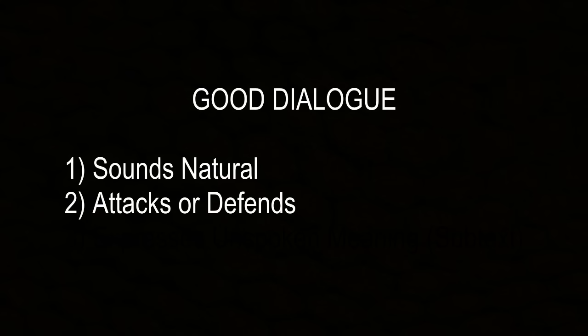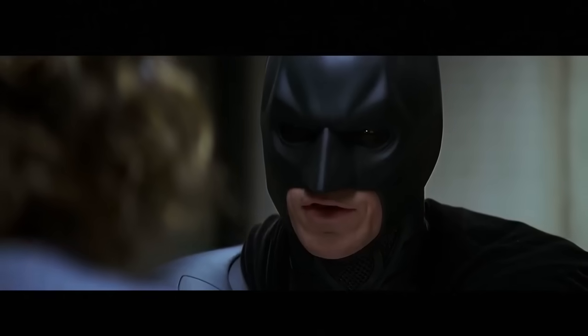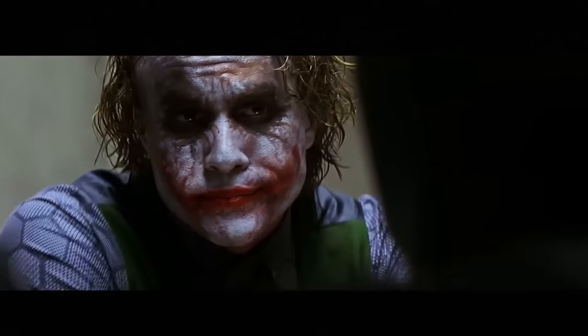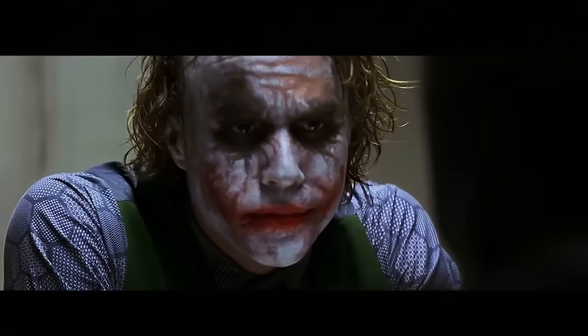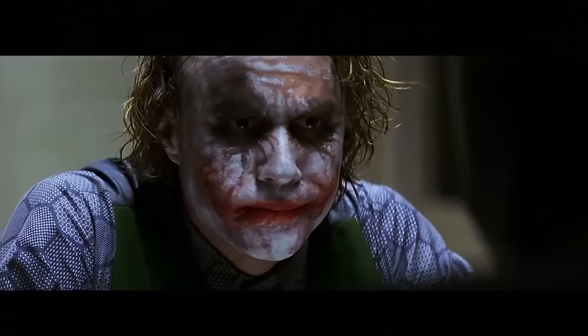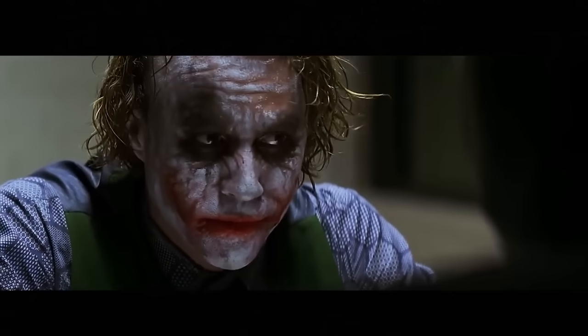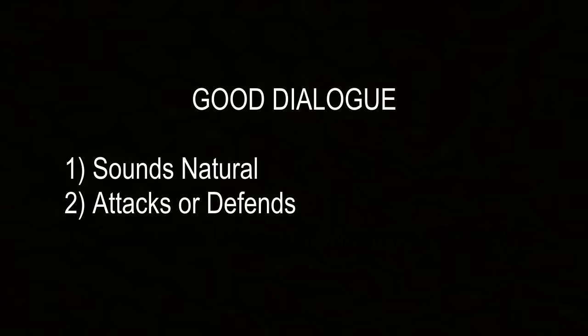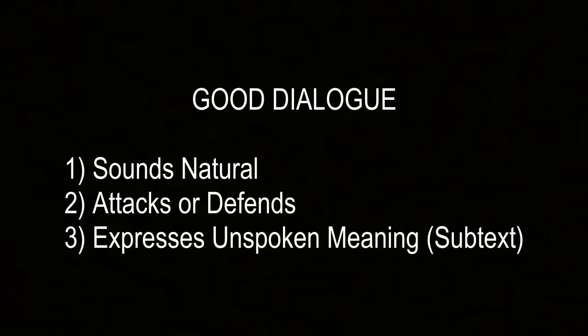The second thing good dialogue does, it attacks or defends. And that's because good dialogue involves conflict. It involves characters trying to learn something that another character doesn't want to tell them. It involves characters trying to push a worldview on another character who is defending against it. Your characters should always be wanting something in their scenes, and they should be trying to obtain information through dialogue exchanges. And the third thing that good dialogue does, it expresses unspoken meaning or subtext.